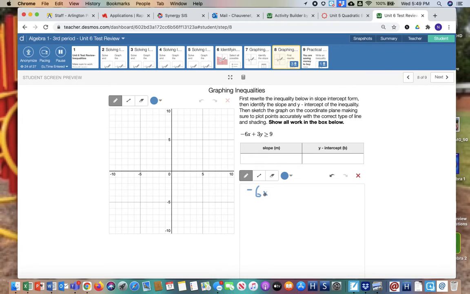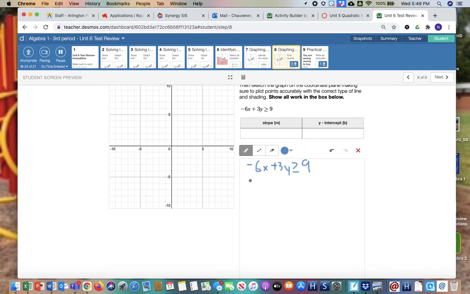So we see -6x plus 3y is greater than or equal to 9. I want to get the y alone here. To do that, I need to cancel the -6x with +6x, so I'm going to add 6x to both sides. I'm going to get my 3y. These are obviously not like terms, and I want to put the part with the x first. So 6x plus 9.